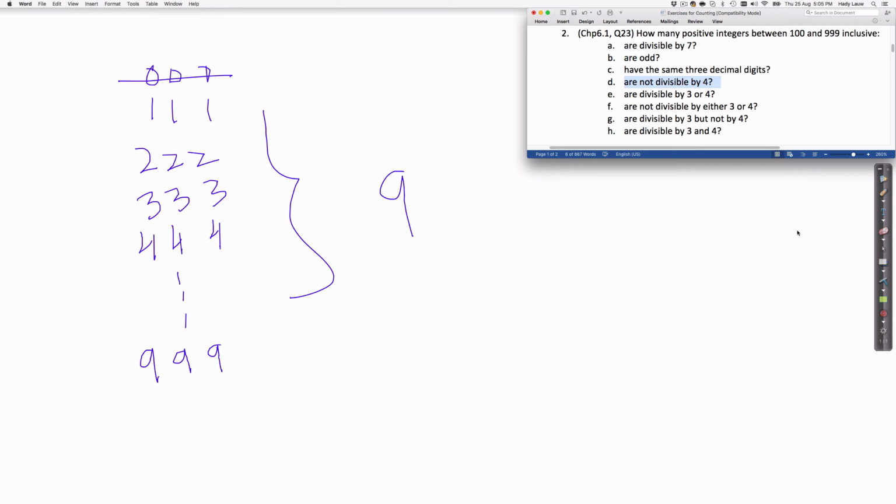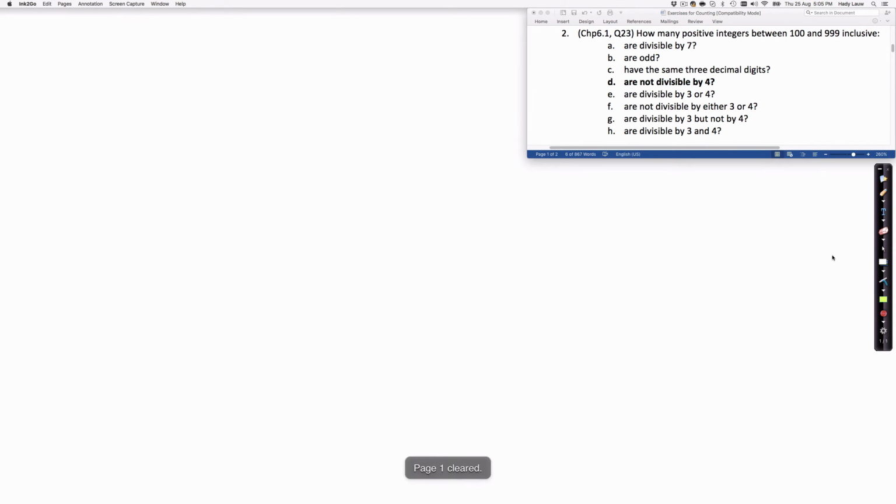So we are now going to look at 2D. How many numbers or integers are not divisible by 4? Not divisible by 4 could be a lot of numbers. So we're going to use a strategy here to exclude numbers that are divisible by 4.